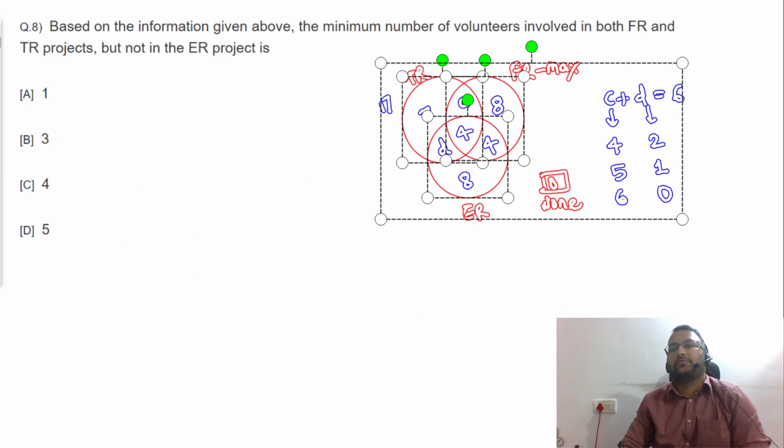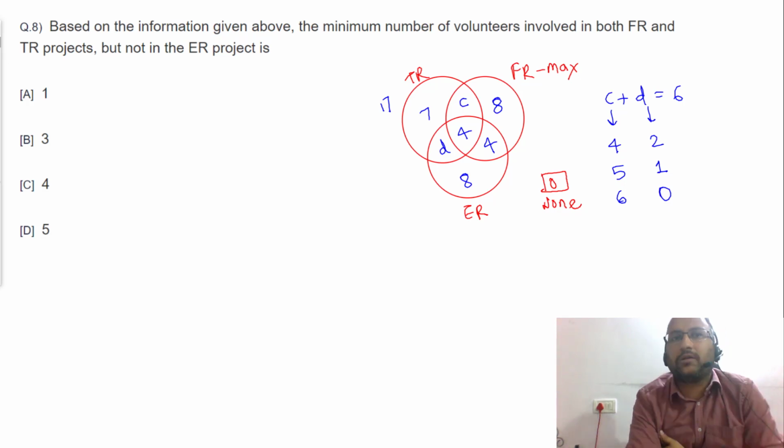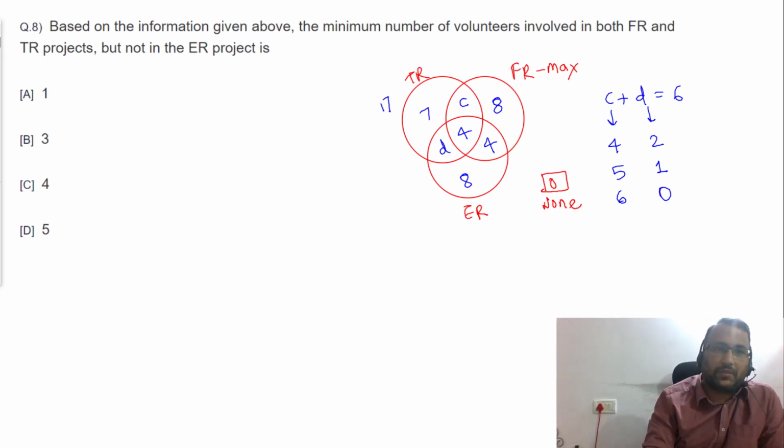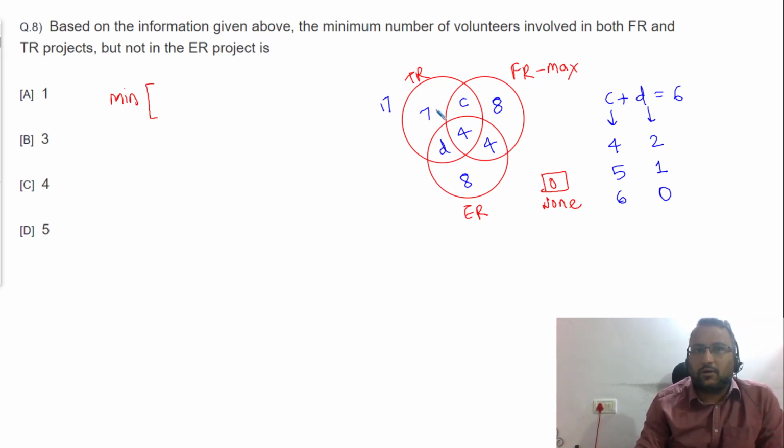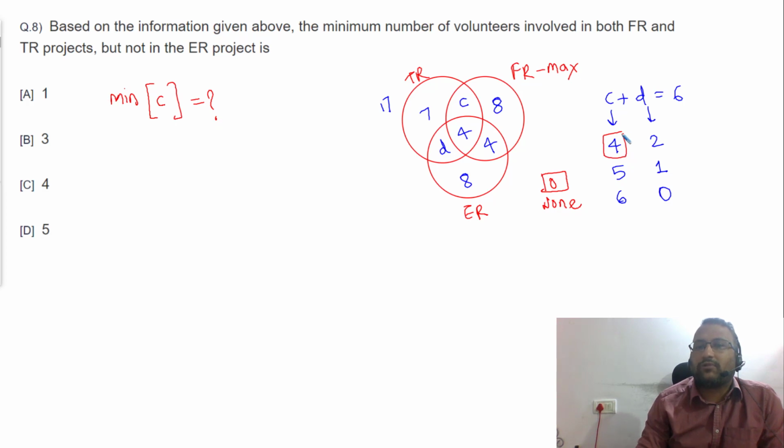Question number 8. Based on the information given above, the minimum number of volunteers involved in both FR and TR but not in ER. So we want to find the minimum value of which region? FR and TR but not ER, that is the minimum value of C we need to find. You can see over here the minimum value that C can take is 4. The answer of this question is option C.